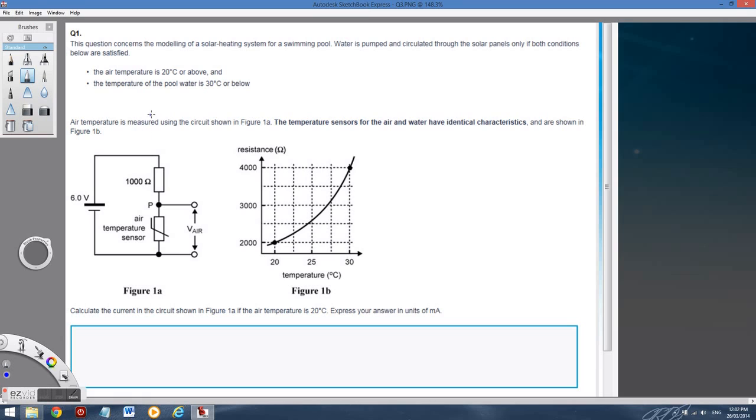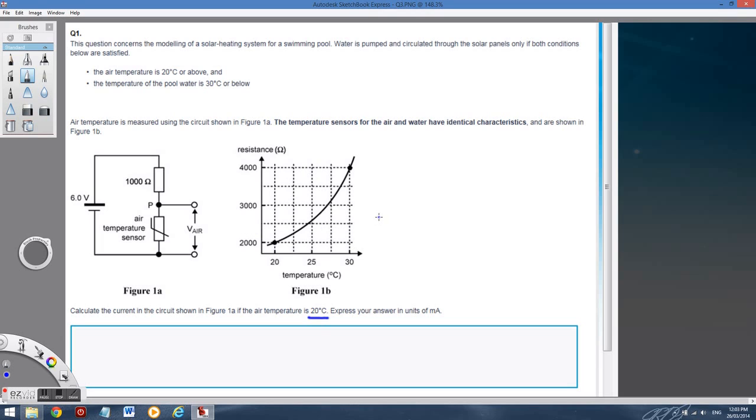Now please look at this question. What we have is a circuit, and there are two resistors. One is 1000 ohms, the other one is a temperature sensor. What we need to do is find the current when the air temperature is 20 degrees. And here is the graph for the temperature sensor.